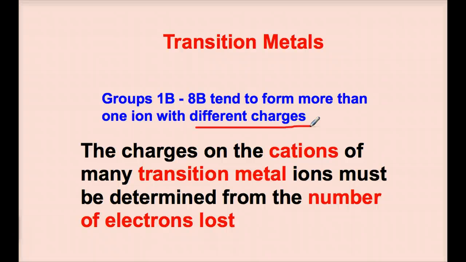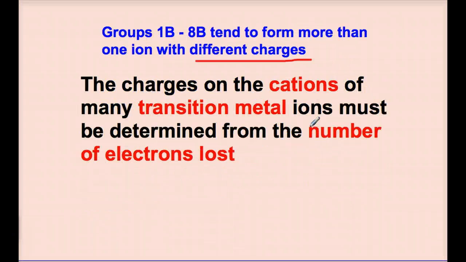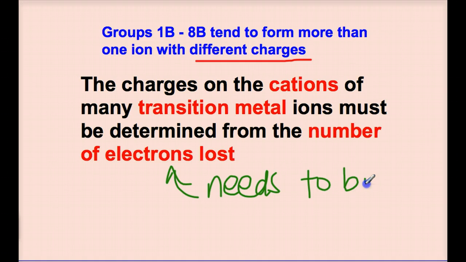So the charges on the cations of many transition metals must be determined by the number of electrons lost. And the one thing is, this needs to be given to you, which is also why I give you the ion sheet, so that you can use that as reference.